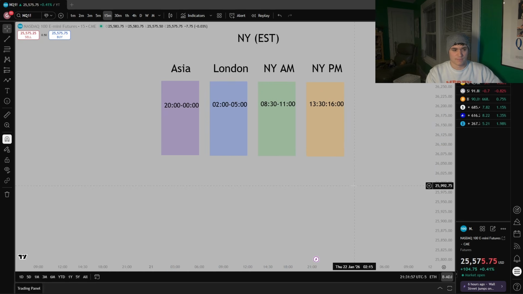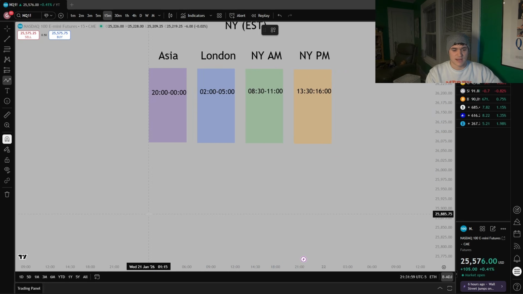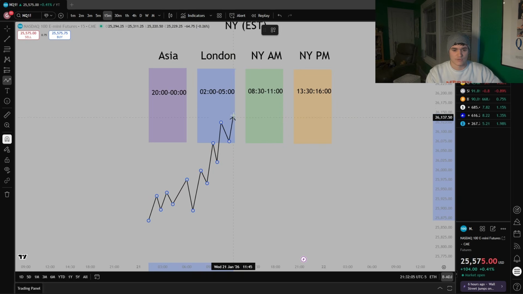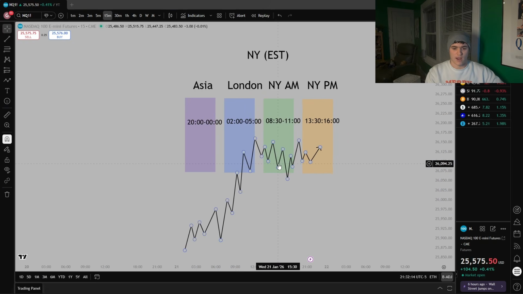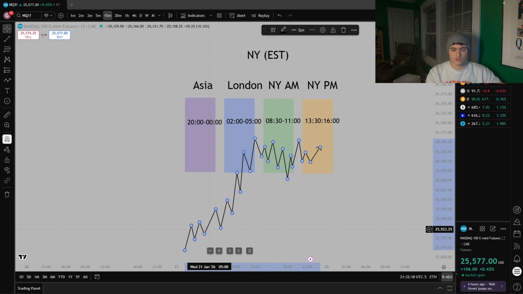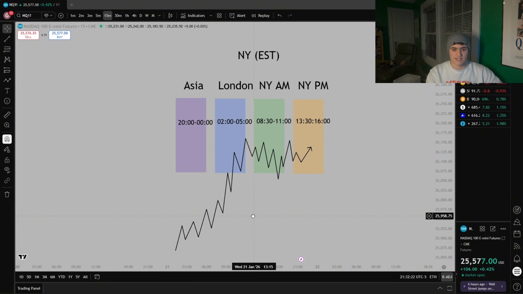Now, the really important part is that if you see that Asia and London expand, right? So if you see that Asia and London have a really clean trend move, you're often going to have consolidation or a very manipulated type of environment in New York session. Now, why is that? Why are you going to have poorer price action typically if you get cleaner trend moves in the overnight sessions? The reason for that is just basic market structure.